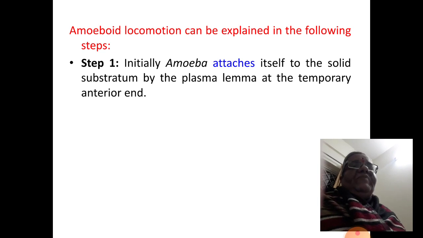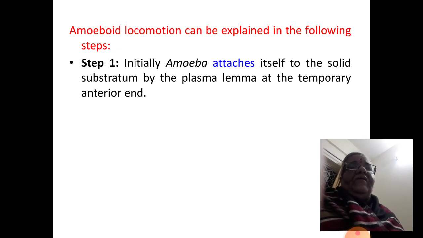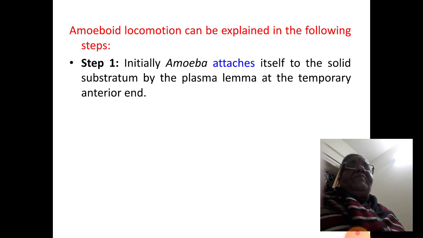Initially, amoeba attaches itself to the solid substratum by plasmalemma at the temporary anterior end, okay? Please note here, the shape varies, right? So the anterior end is also temporary, and at that region the amoeba attaches itself to the substratum. This is the first step, attachment of the amoeba to the solid substratum.